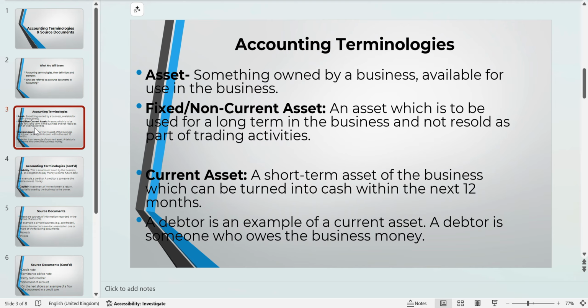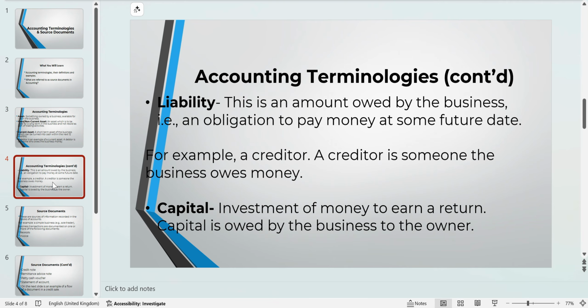You can find machinery, equipment, so those are examples used for a long time in the business. Current assets are short-term assets of the business which can be turned into cash within the next 12 months. For example, here I wrote debtors. It's an example of a current asset, but we also have inventory, stock, and the bank, cash. All of them are under current assets. So those can be turned into cash within the next 12 months.